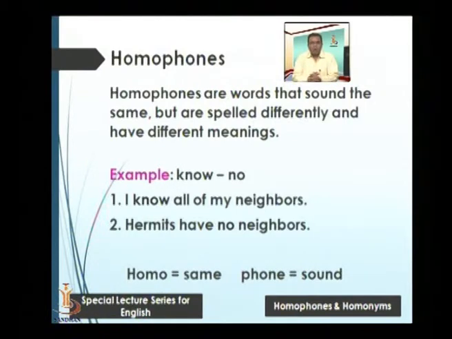I know all of my neighbors. I know you very well. So when you are familiar with somebody, we use this word know, K-N-O-W. Another one, N-O, is used: Hermits have no neighbors. I have no chance of passing. It means nil, zero. In that particular sense it is used. So, these two words are homophones.